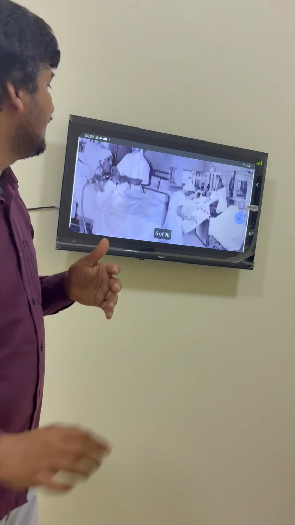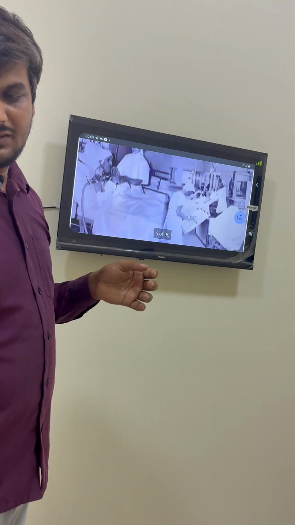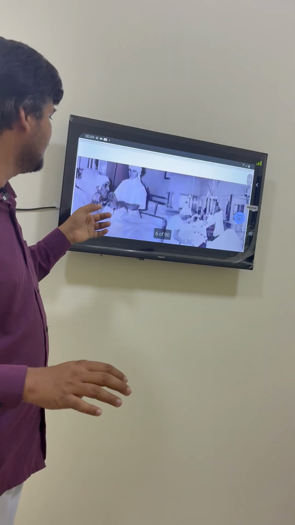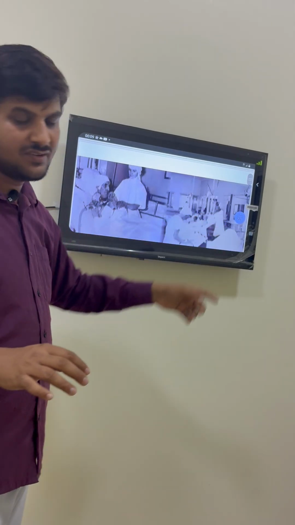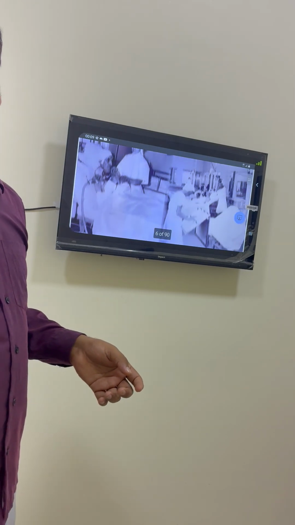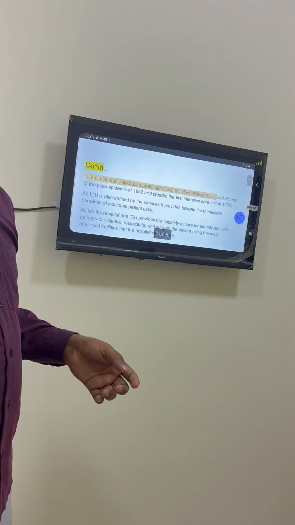You can see in the olden days, she is a nurse and she is treating the patient. Here also you can see the nurses and the patients, they are documenting things. These are all from the olden days.